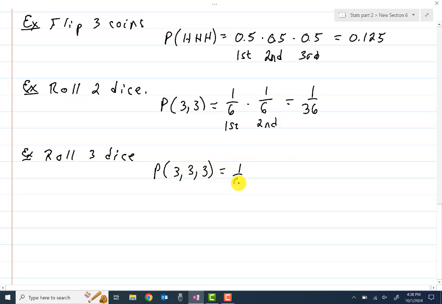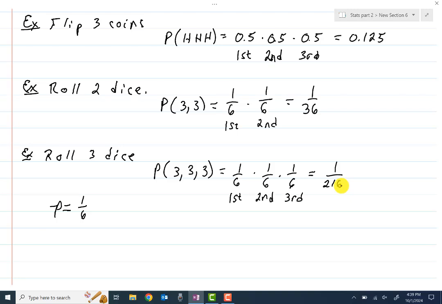Well, on the first die, your probability of getting a 3 is 1/6. On the next one, same thing. See, that's the deal. This little lowercase p, let me put it over here so I can remind you. The chance of success on any one trial is 1/6. And you'll find that this is 1 out of 216. In fact, if you were to try to create the sample space for this, you would have a total of 216 items in it.